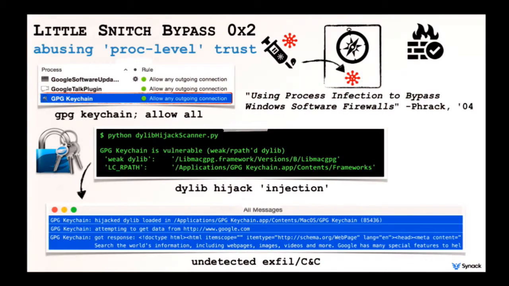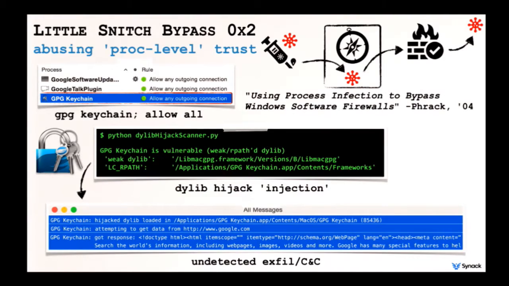Another way to bypass LittleSnitch is by abusing its process-level trust. In terms of granularity, LittleSnitch assigns trust at the process level. This means if a process is allowed to talk to the internet, any code or threads or dynamic libraries within that process can talk to the internet as well. So if we can find any way to inject malicious code into any of the processes that LittleSnitch trusts or allows to talk to the internet, we can connect out without the user being alerted.